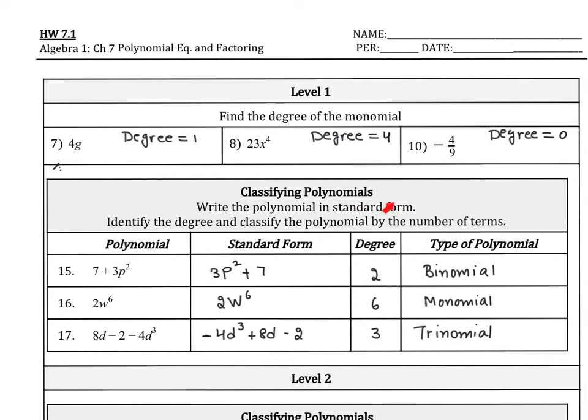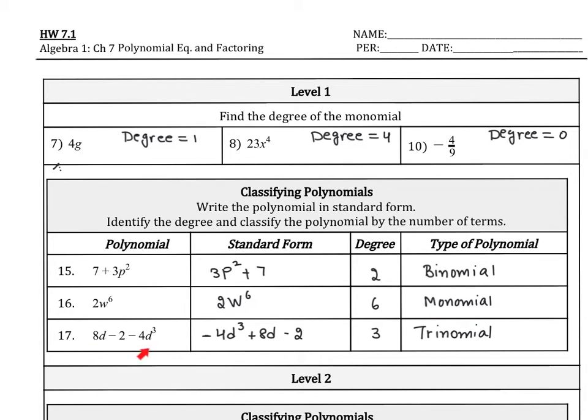For classifying polynomials, write it in a standard form. For number 15, that's going to be 3p squared plus 7. The degree of this polynomial is the highest exponent, that's 2. The type of polynomial is binomial because there are two terms. For number 16, w to the power 6 is a standard form because it's a single term. The degree is 6 and it's a single term, so that's a monomial.